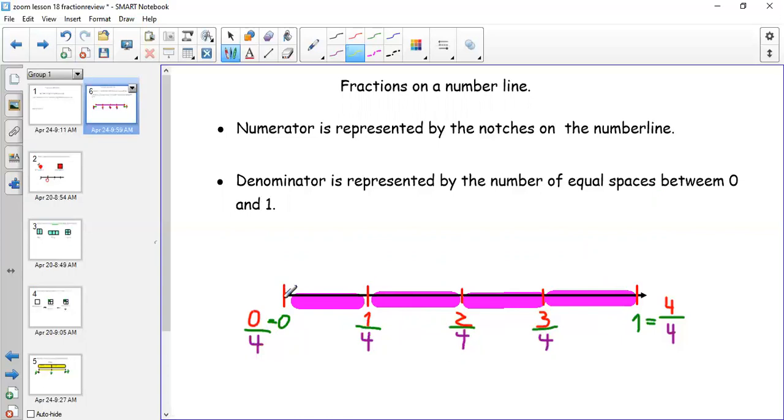This notch, which is notch 0, will be 0/4. And if we count up the number line, we know that each notch is represented by the numerator. Notch 1 will be 1 in my numerator, 1/4. Notch 2 will be the number 2 in my numerator for the fraction 2/4. Notch 3 will be my numerator 3 in the fraction 3/4. And the last notch, which is the 4th notch, will be my numerator in the fraction 4/4. So these are a few things you can remember when placing fractions on a number line.